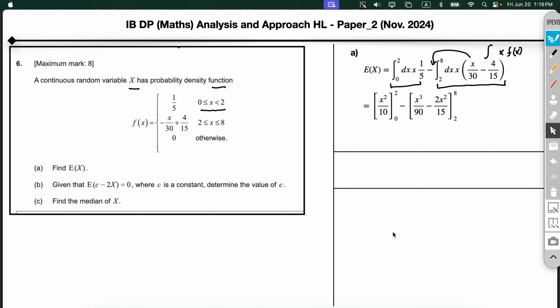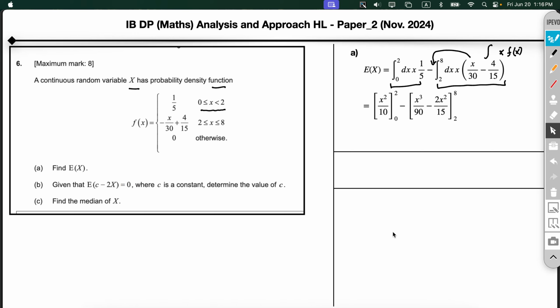In this case, the domain is divided into two parts, from 0 to 2 and from 2 to 8. So from 0 to 2, the probability density function is just 1 over 5. And this value x is for multiplying with the value itself to find the expectation of x. Here it is x by 30 minus 4 over 15, but there is a minus sign taken out.